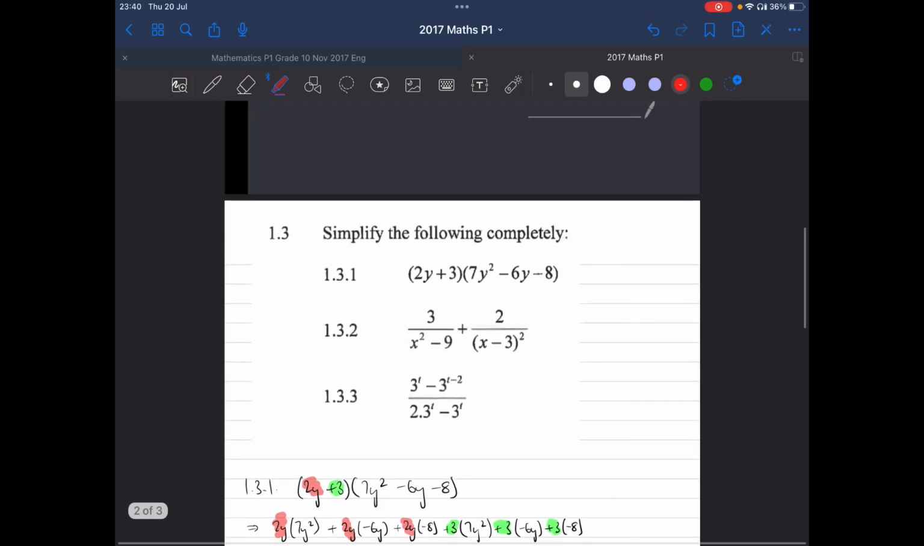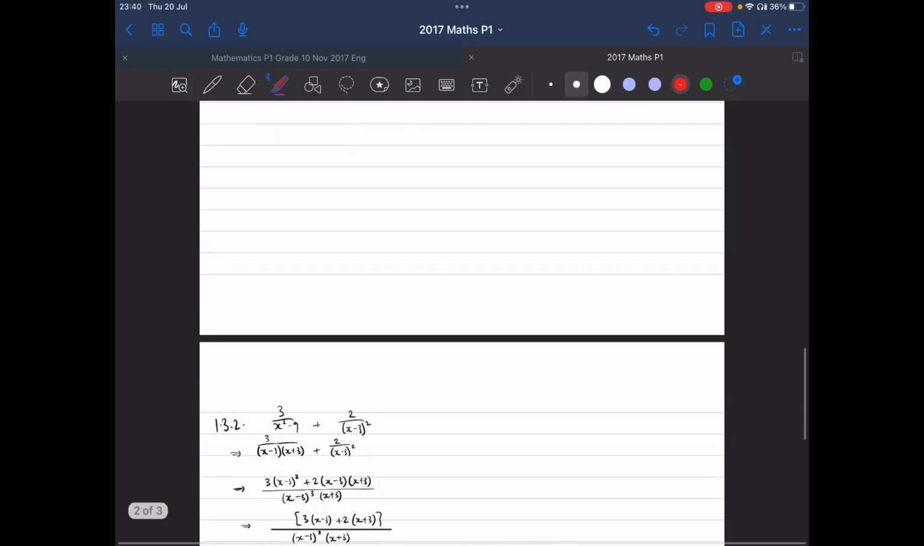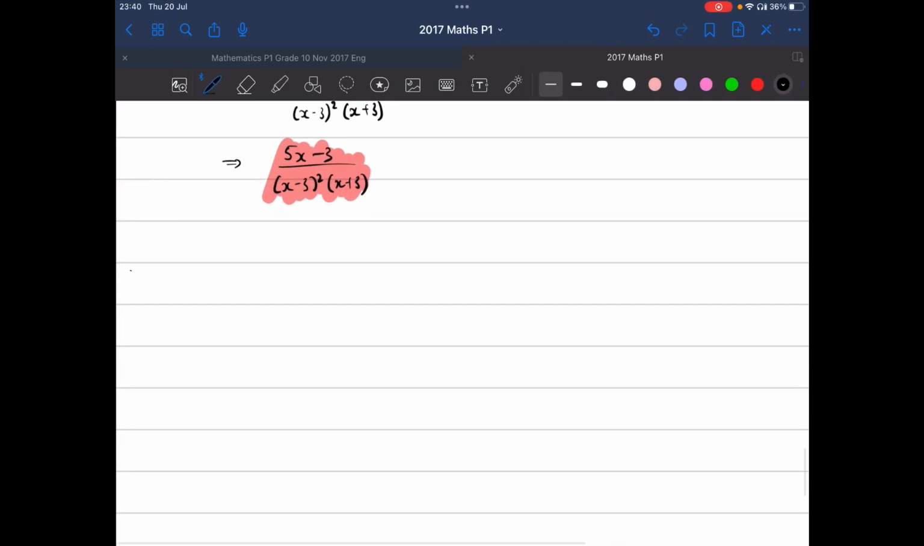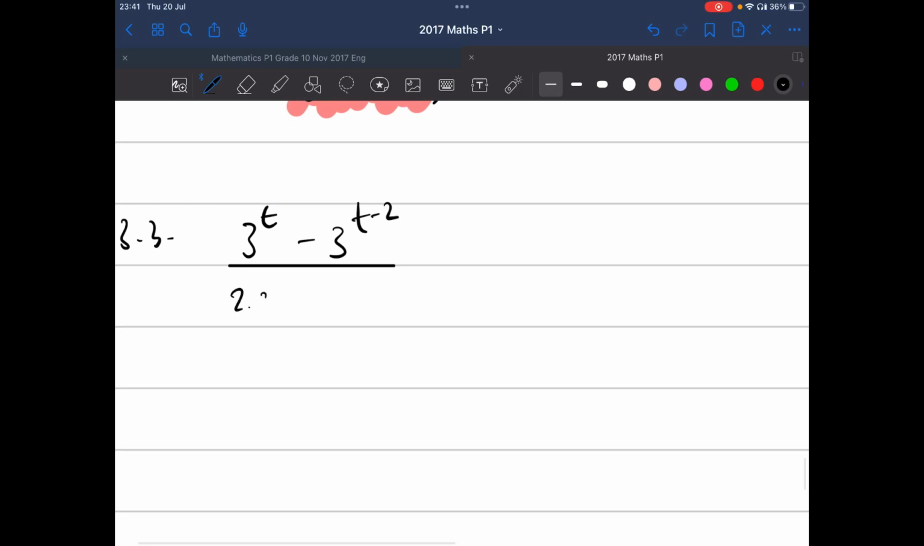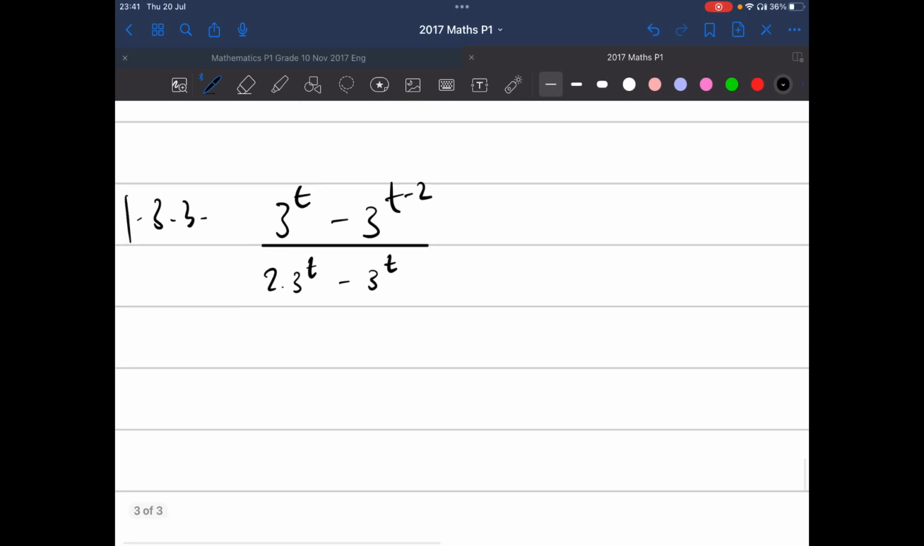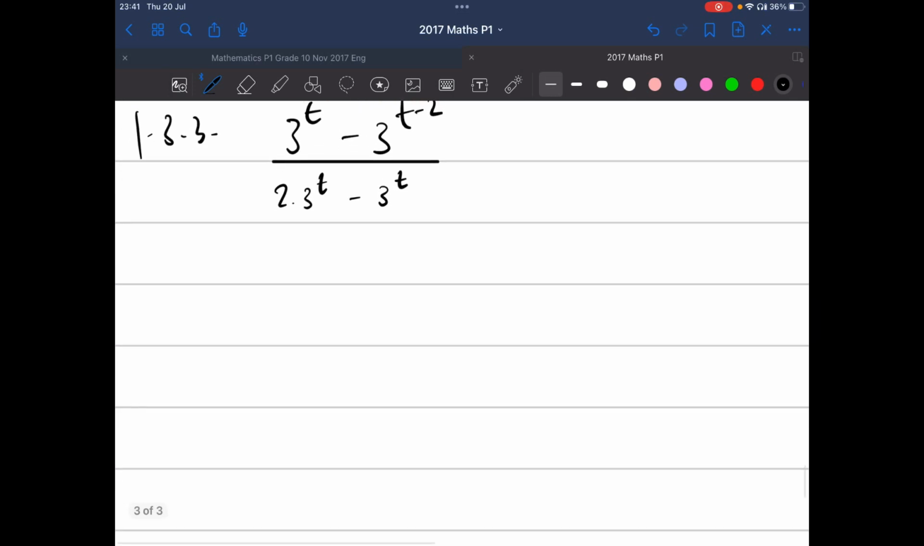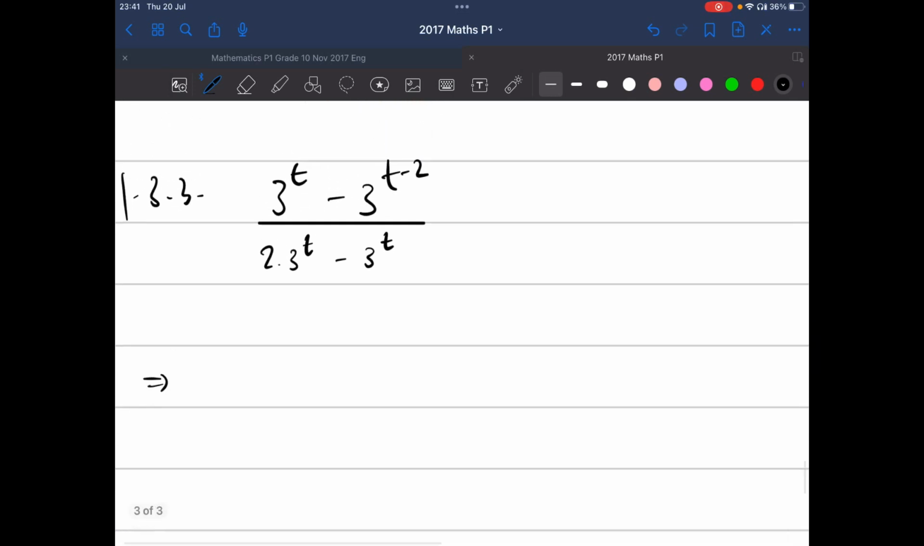Okay, let's move on to 1.3.3. So I'm just going to copy that down. 1.3.3, we have 3 to the power of t minus 2, all over 2 times 3 to the power of t, minus 3 to the power of t. Okay, let's see how we can manipulate this here.